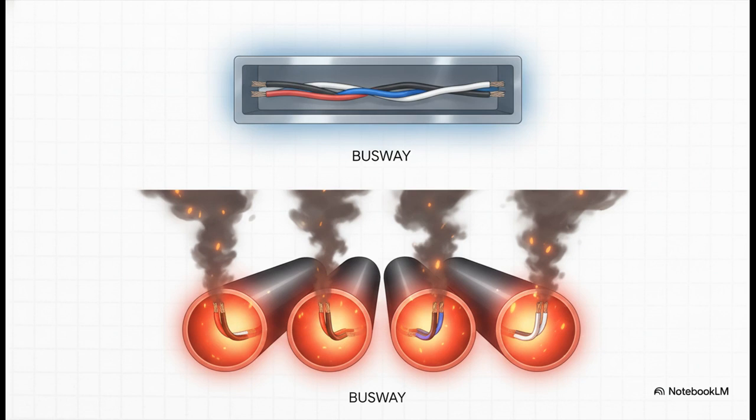If you mess up and run phase A in one steel enclosure and phase B in a totally different one, those steel enclosures are going to act exactly like induction cooktops. They will heat up, cook your wire insulation right off, and eventually cause a massive fire.